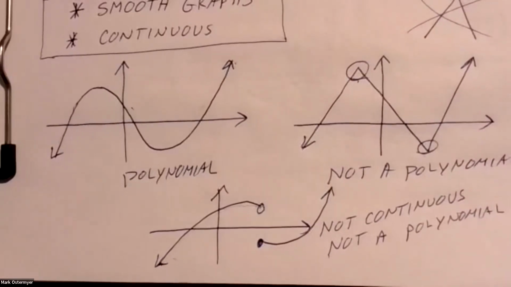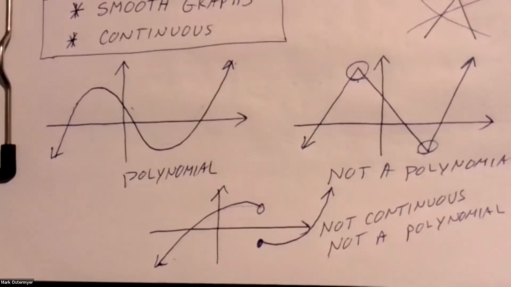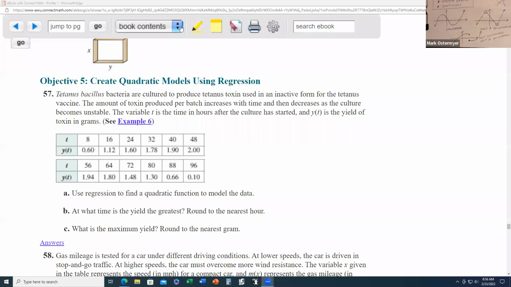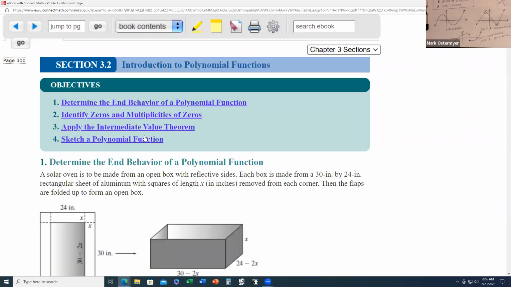All right, any questions about that? So do we know what a polynomial function's graph must look like versus does not look like? All right, so to save some time, let's go back to our textbook now. Now this hangs out in section 3.1. Make a note of this here. I'm sorry, in 3.2, introduction to polynomial functions here.